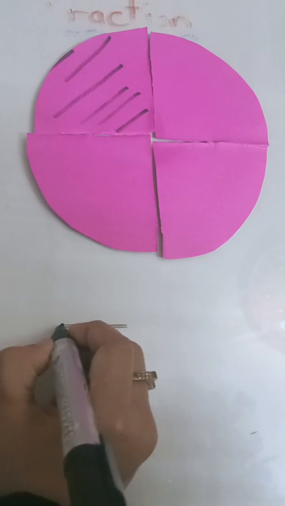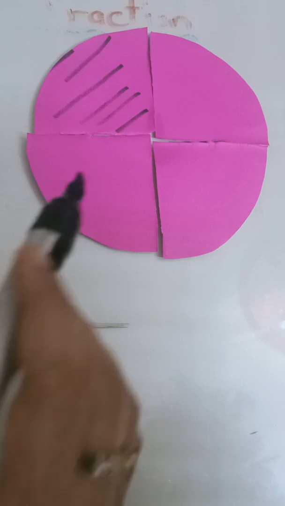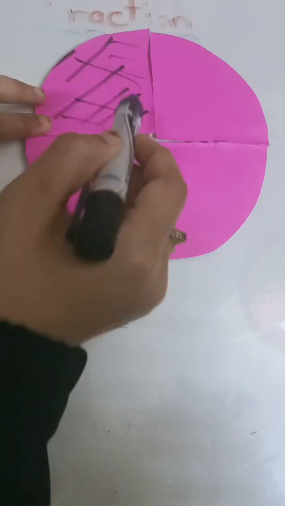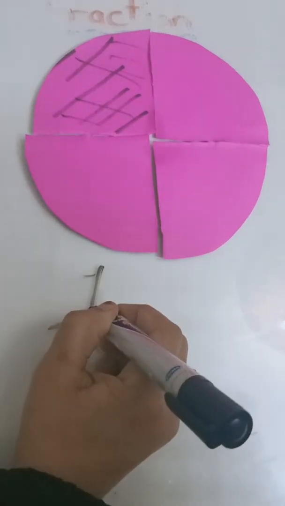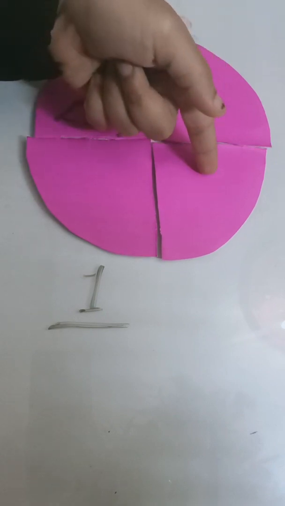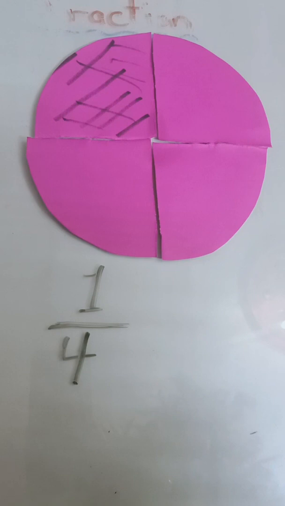Draw the fraction part. Okay, numerator is what? How many colored part here? 1 only. So write 1. And how many all parts? 1, 2, 3, 4. So write the quarter or fourth, 1 over 4.